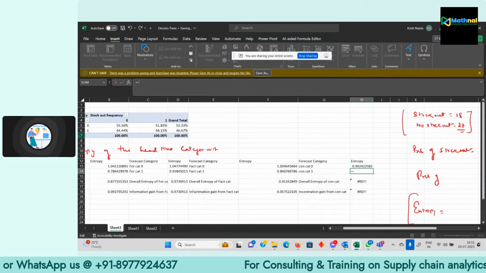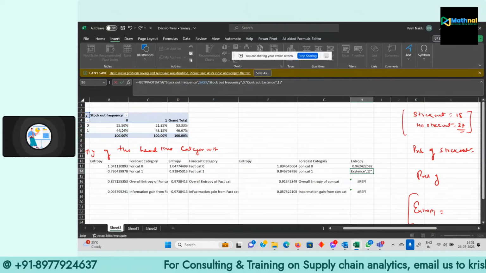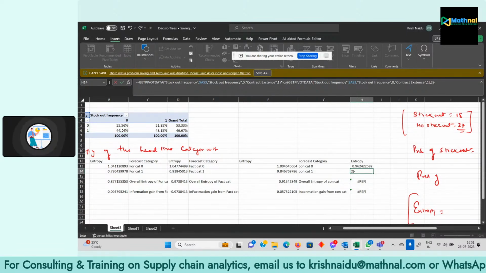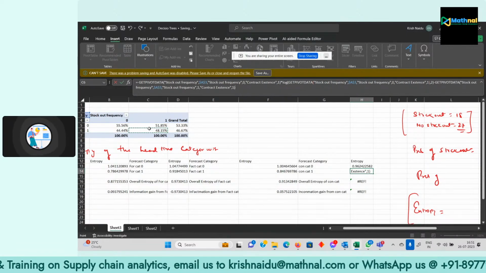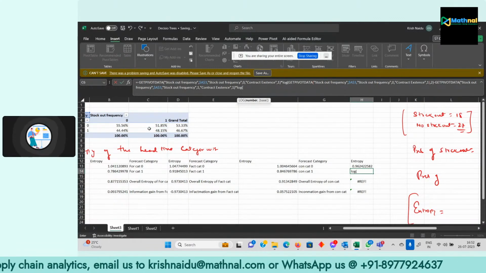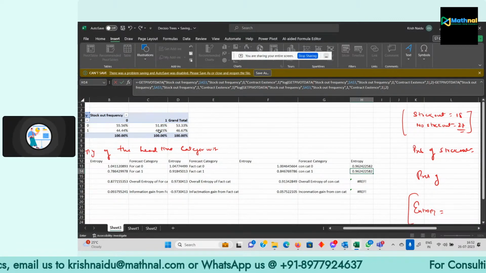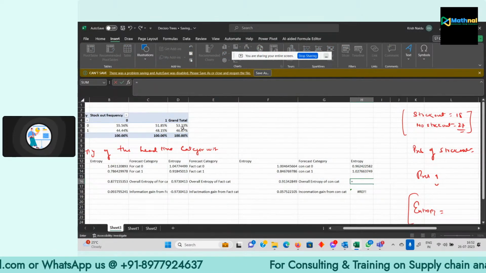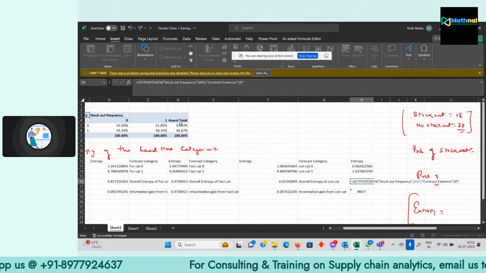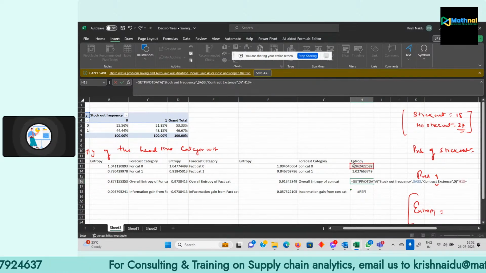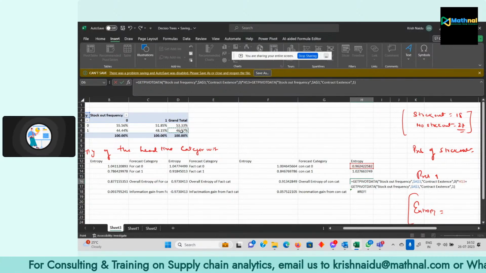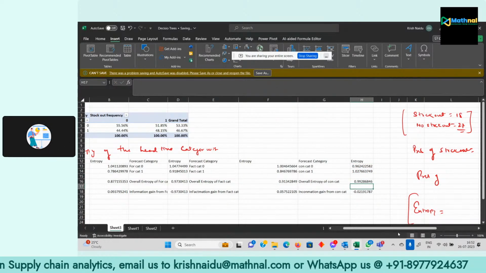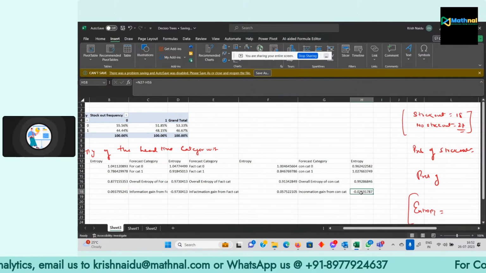Minus of 44.44% into log of this 44.41%, comma 2, minus of this 48.15% into the log of this 48.15%, comma 2. We're getting 1.02. Now we're going to measure the overall. Overall, what we do is the weighted average. So we'll multiply 53.3%, the first value, plus 46.67% into the second value, right? So we got 0.99, and this is the formula.